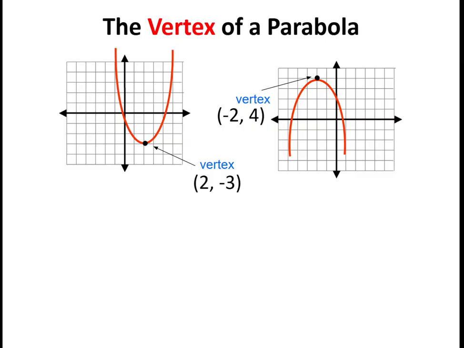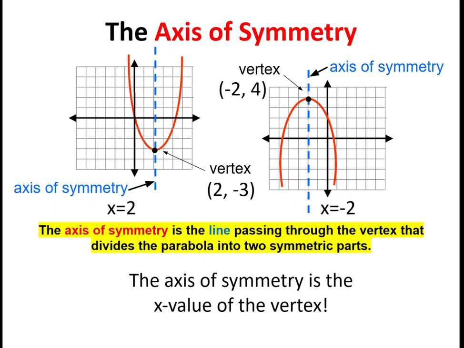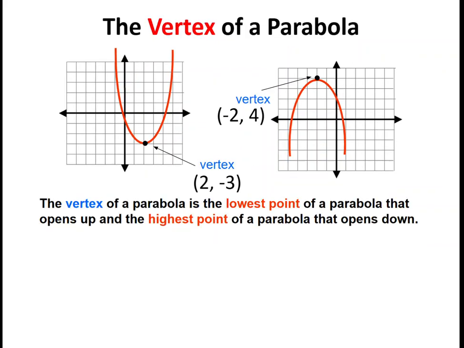The vertex of the parabola is the lowest point when it is opening upwards, and the highest point when it is opening downwards. A lot of times we'll also call this the minimum point, and this one the maximum point.